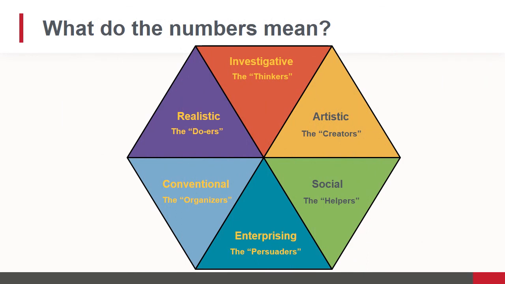Now, this diagram shows each category along with a brief description. For instance, investigative: you guys are the thinkers. Artistic, they're the creators. Social, they're the helpers. Enterprising, they're the persuaders. Conventional, they keep us all organized. And realistic, they're the doers.